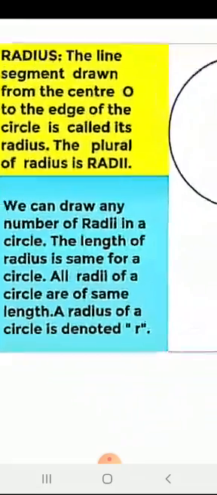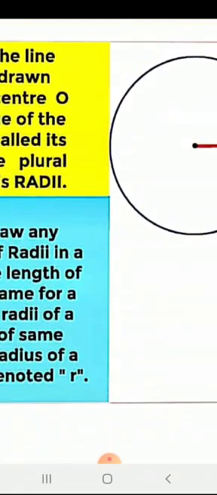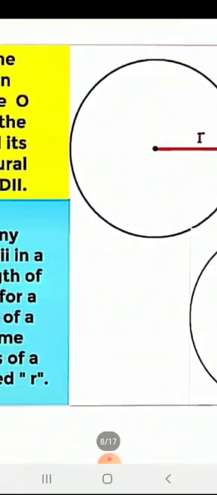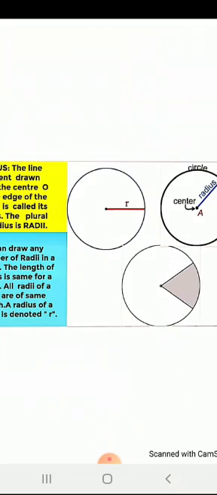We can draw any number of radii in a circle. The length of the radius is the same for a circle. All radii of a circle are of the same length. Here the center we have denoted by the letter O. For the radius we are denoting by the letter small r.